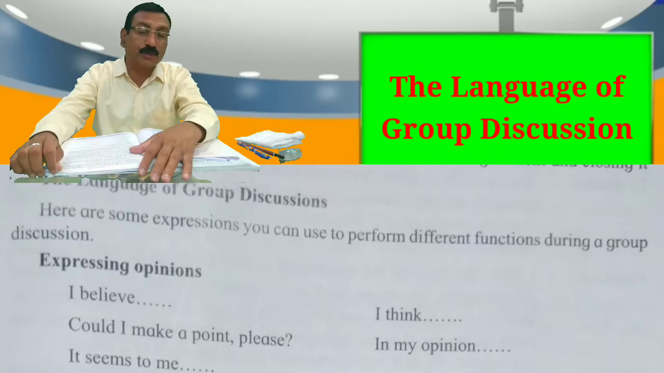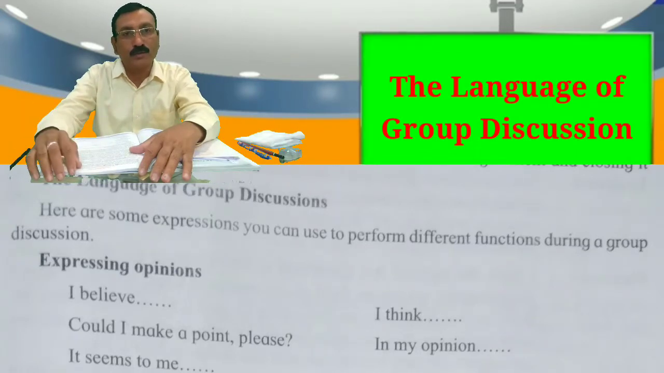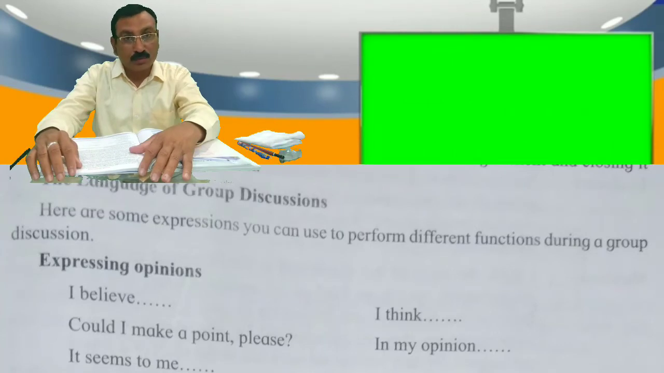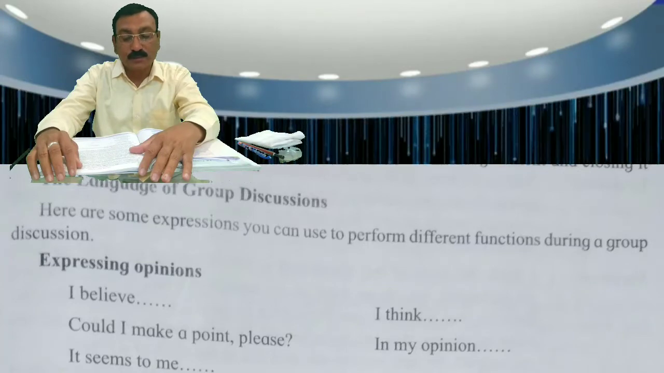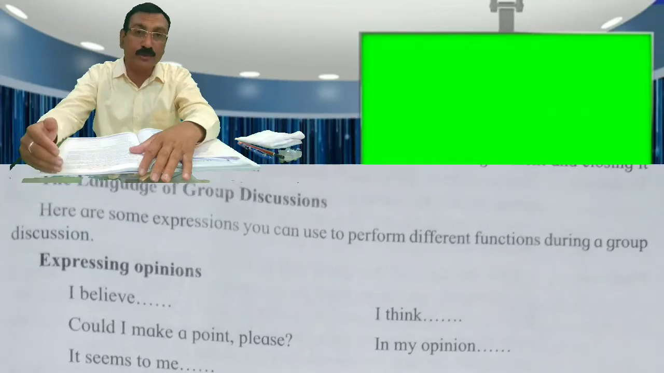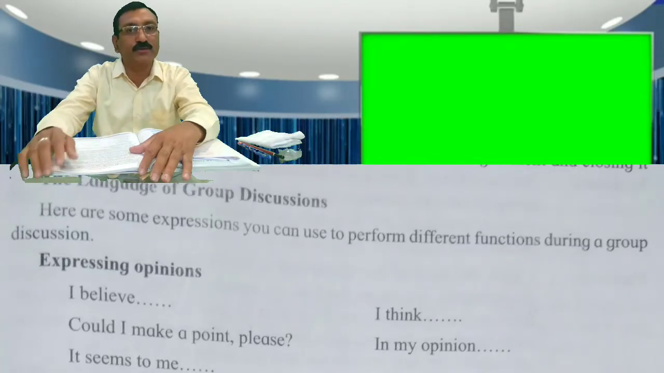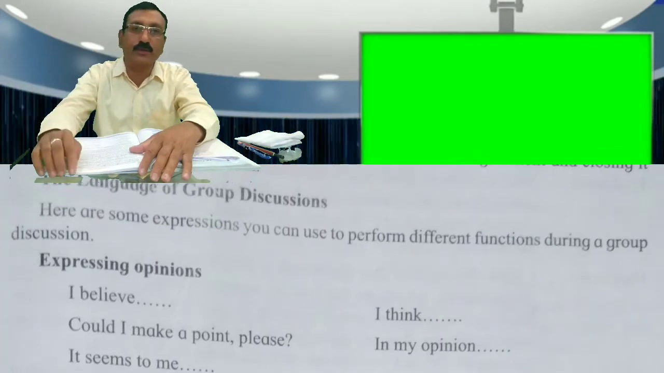The first point is expressing opinions. When a topic is given for discussion in a group, every participant will have to express his or her opinion. When you express your opinion, you can say: I believe, would I make a point, please, it seems to me, I think, in my opinion. Expressions like these can be used when you express your opinion in the group discussion.